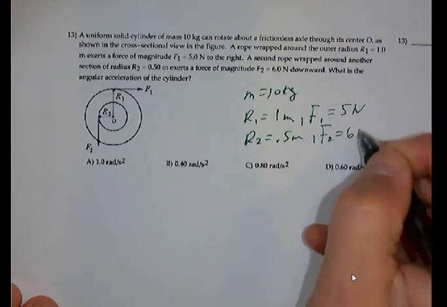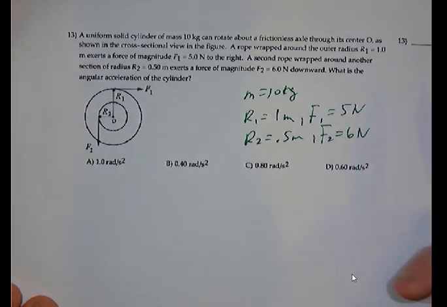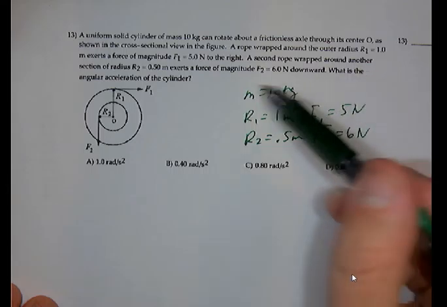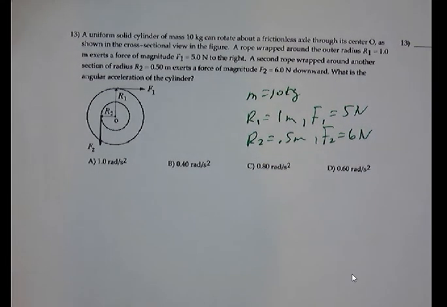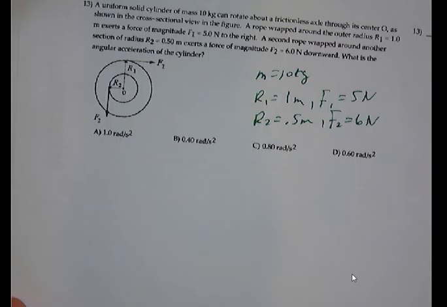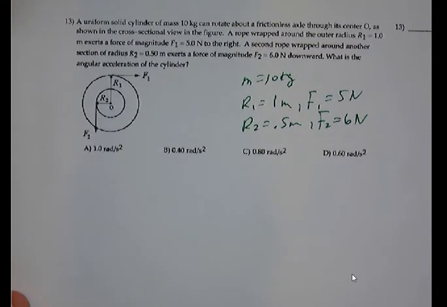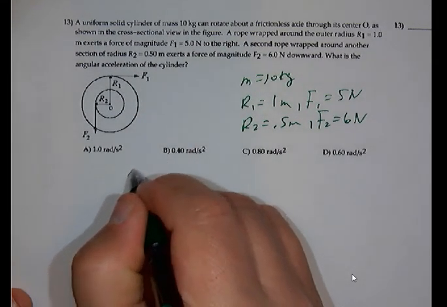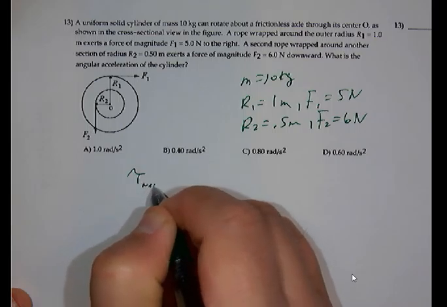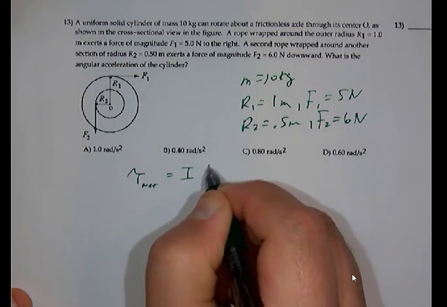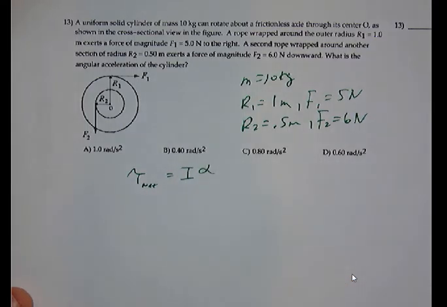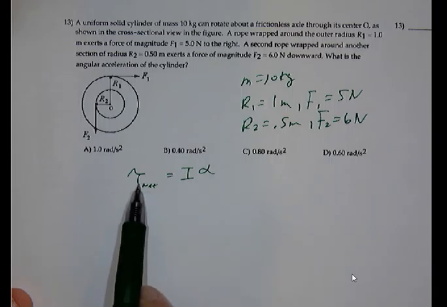Okay, good. And then what is the angular acceleration of the cylinder? So it's a uniform solid cylinder. Okay, so what we know is the net torque is equal to I times alpha. So this is the rotational version of Newton's second law. So Newton's second law is F is equal to ma. Here we have torque is equal to I alpha.